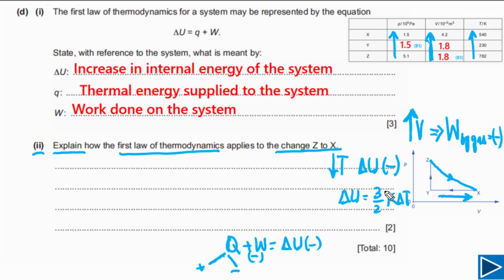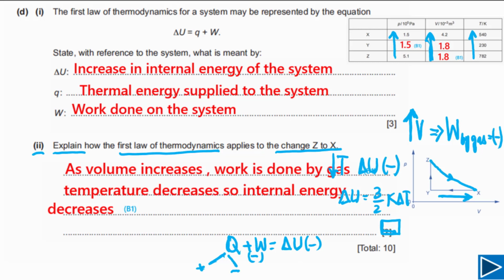So simply we can mention these 2 points. As volume increases, work is done by gas. As temperature decreases, it means internal energy decreases because the change in internal energy is negative. So you have to write these 2 points. You will get 2 marks. But don't try to explain this with the help of thermal energy, because that is not possible, because we don't have the exact values of W and we don't have the exact value of delta U.